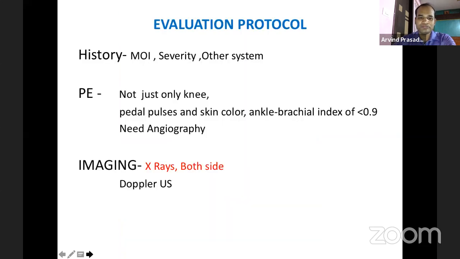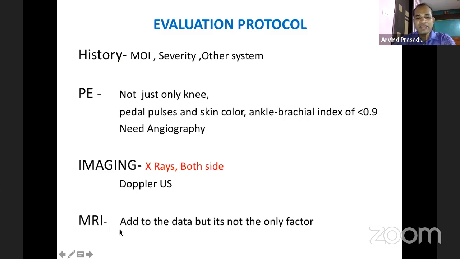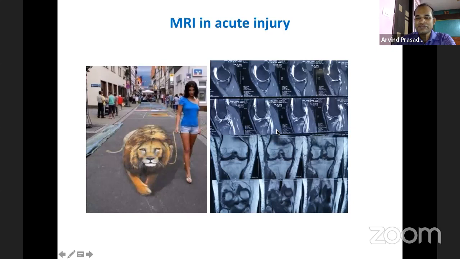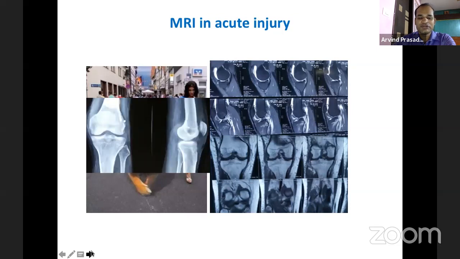The next investigation should start with imaging, X-ray of both sides. At the same time, if there is any doubt, go for Doppler ultrasound. MRI adds to the data, but it's not the only factor. And MRI in the acute setting is not always reliable. Like in this case, it was diagnosed as a case of PCL, ACL, and lateral collateral injury. But clinically and radiologically, it was only an ACL tear. So reconstruction of the ACL was done.